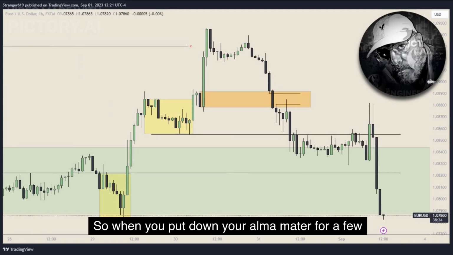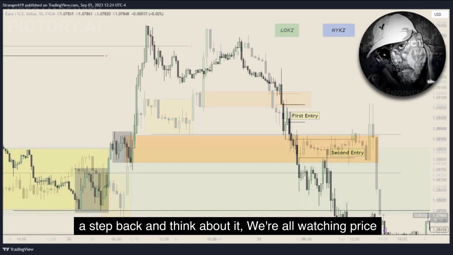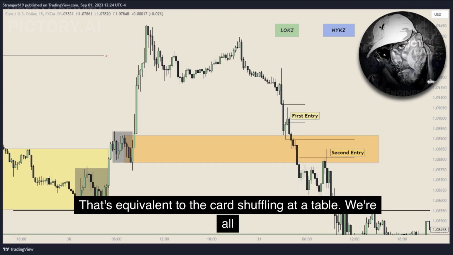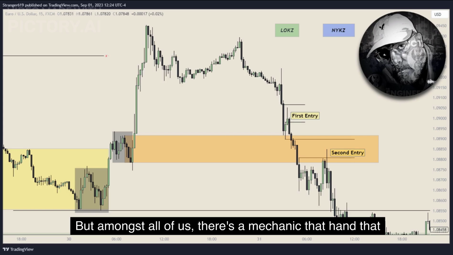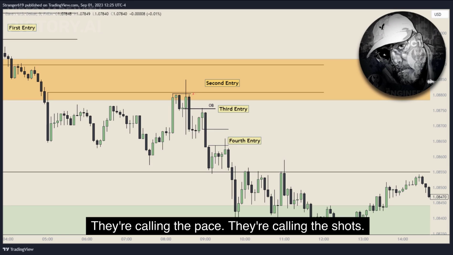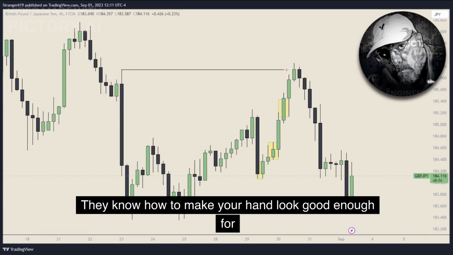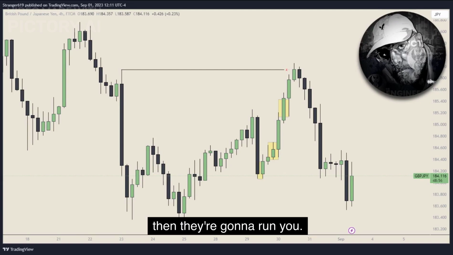So when you put down your alma mater for a few moments and just take a step back and think about it, we're all watching price go through the ticker tape all day long. That's equivalent to the cards shuffling at a table we're all sitting at trying to play our hand. But amongst all of us, there's a mechanic. That hand that you don't see, that's running the cards the way they want those cards ran. They're calling the pace. They're calling the shots. They know how to make your hand look good enough for you to play it, and you'll plunk your money down, and then they're going to run you.